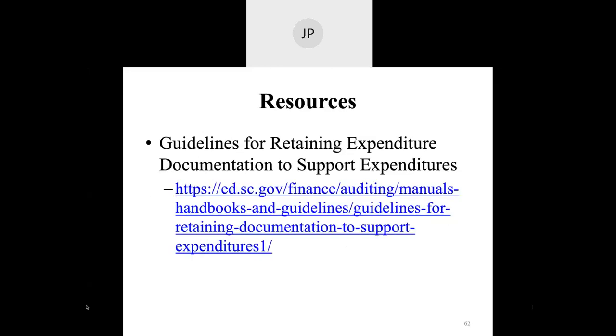And I mentioned earlier that I would share with you the link to where you can find our guidelines memo. This is the link where the guidelines memo is on our website. And again, it's a very specific document. It tells you exactly what types of information you should be retaining, and that we expect to see when we come up for audits or various monitoring visits.